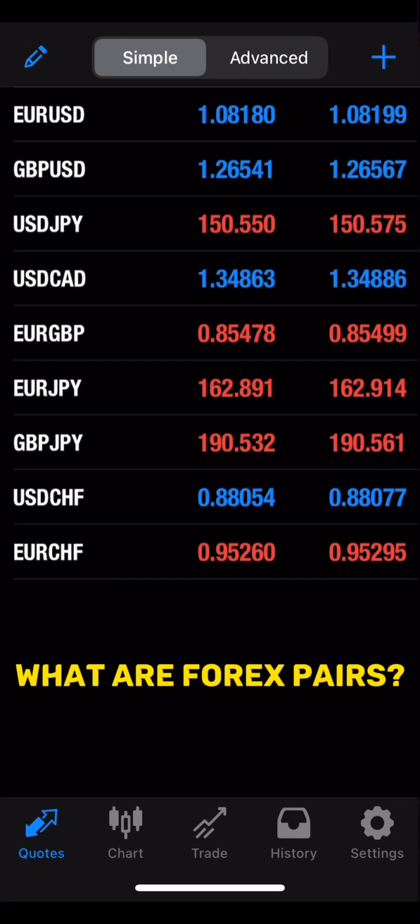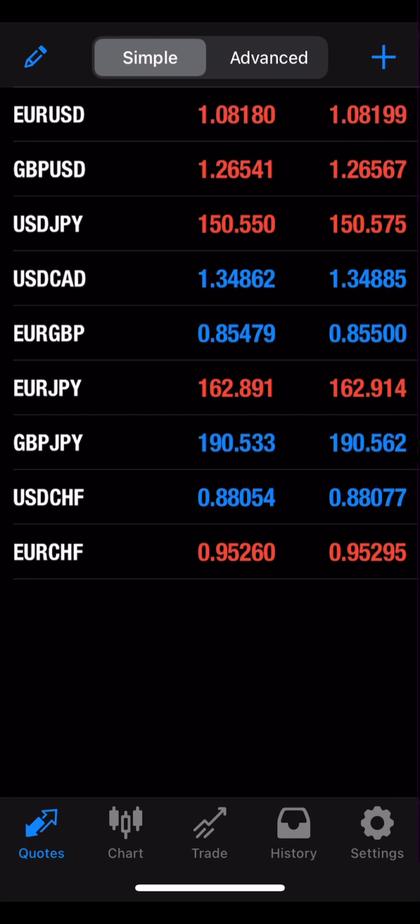So what are Forex pairs, right? As I said, what you are seeing in front of you right now are indeed Forex pairs, right? We have the Euro USD, GBP USD, USD JPY, USD CAD, and so forth. Basically, Forex pairs, like their name, are pairs. This is when different currencies are paired together. For example, Euro USD is a pair of the Euro and the United States dollar. GBP is the Great British Pound paired with the United States dollar. USD JPY is the United States dollar paired with the Japanese yen, right? So that is basically what a Forex pair is.